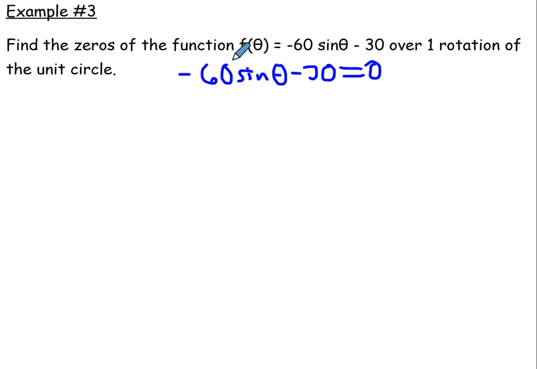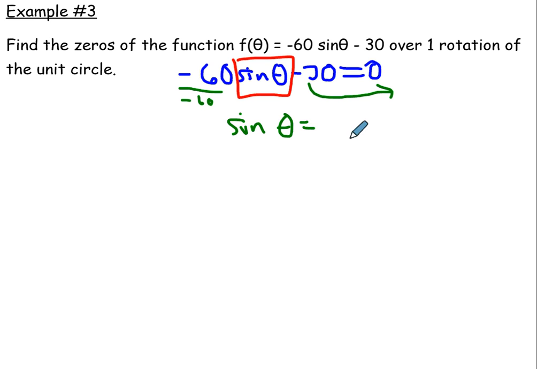Step 1, you need to isolate your sine. So you need to isolate this. So what do you do with your minus 30? Send it on the other side. And then your minus 60, you're going to divide by minus 60 here after. So you end up with sine theta is equal to 30 over negative 60. You can simplify that. So it's going to be negative 1/2.